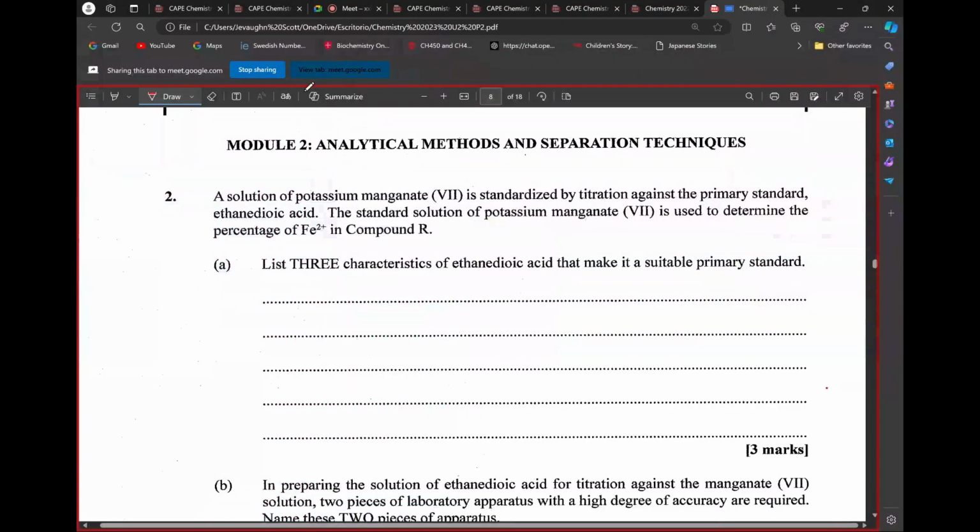So let's have a go at the module 2 analytical methods and separation techniques. A solution of potassium manganate is standardized by titration against the primary standard ethanedioic acid. The standard solution of potassium manganate is used to determine the percentage of iron, Fe2+, in compound R. List three characteristics of ethanedioic acid that make it a suitable primary standard.